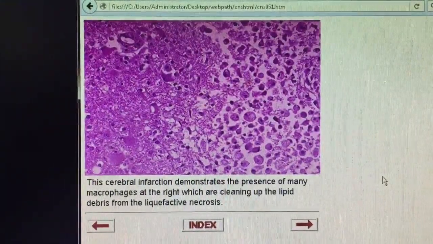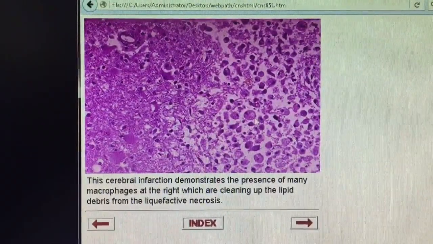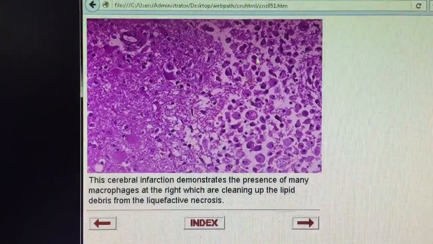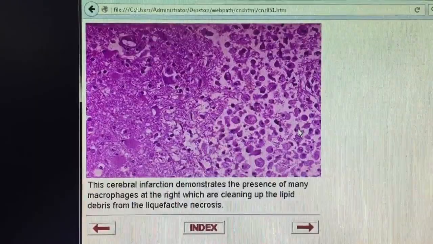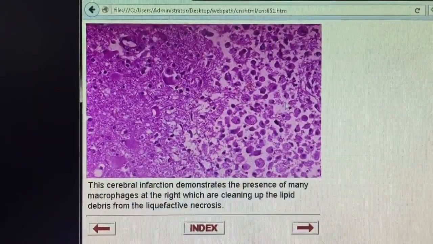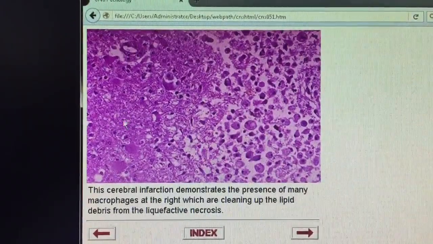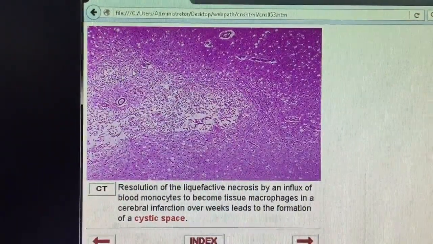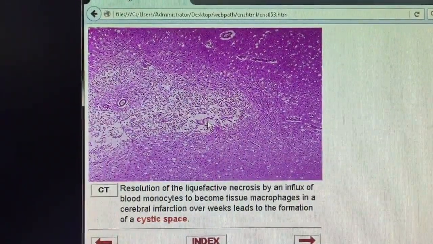So what we see under the microscope is a liquefactive necrosis and cyst formation due to the presence of these, what are these? Histiocytes or macrophages. These macrophages are usually collected in the subacute to chronic phase. So we have a collection of macrophages, and as you can see here, we have necrosis, just debris. You cannot see the outline of the cells. Here we have it in low power. This is what we see, a cyst-like formation.